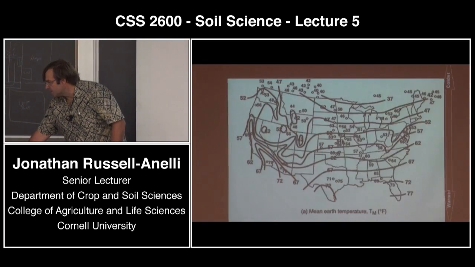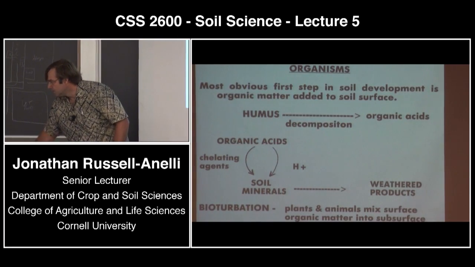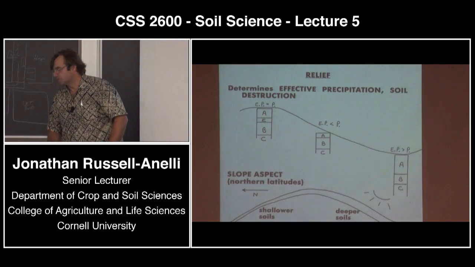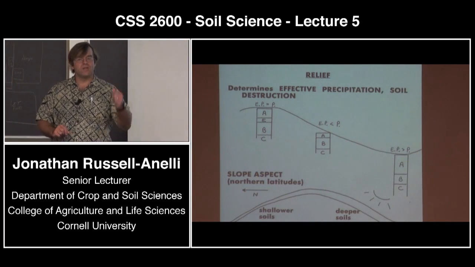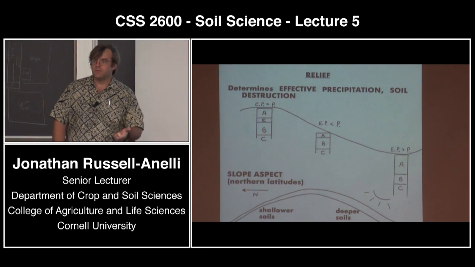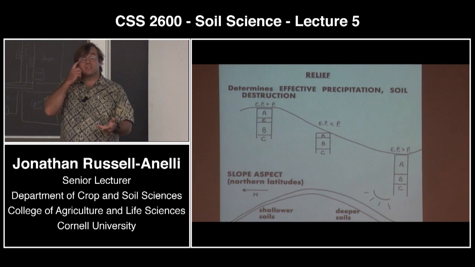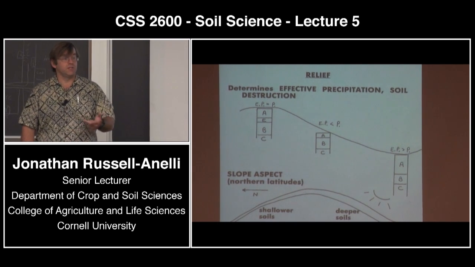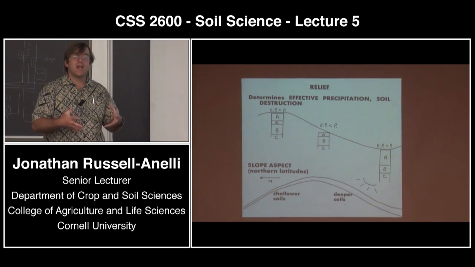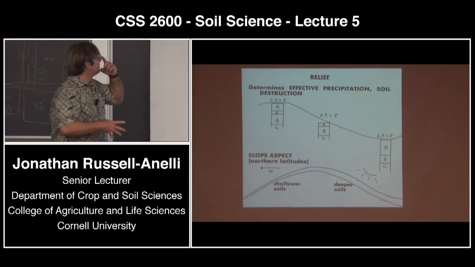Okay, so where we stopped was right here. About parent material, we talked about climate, and we talked about biota. So let's start talking about the soil forming factor of relief, or topography: where something is in the landscape and how it's arranged.